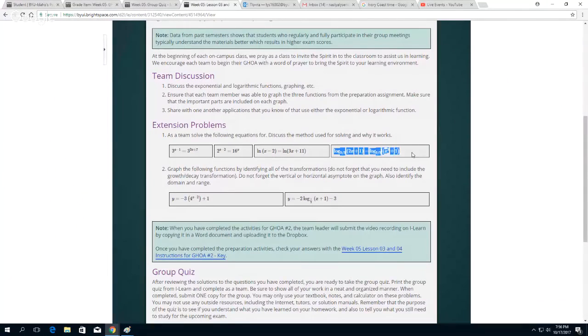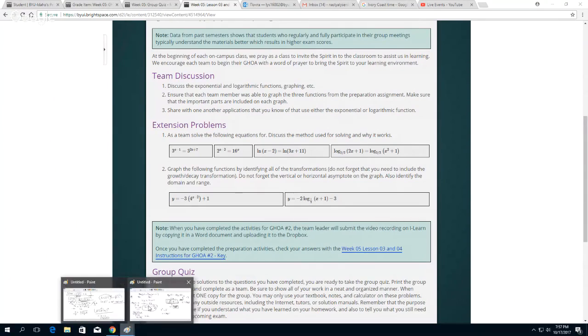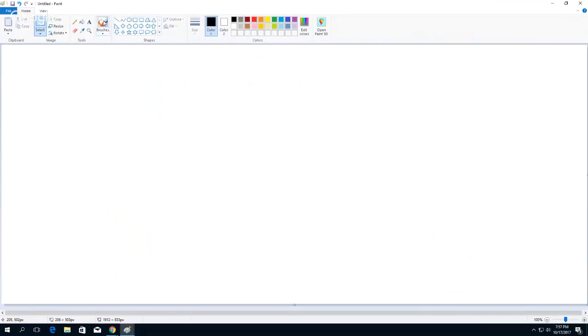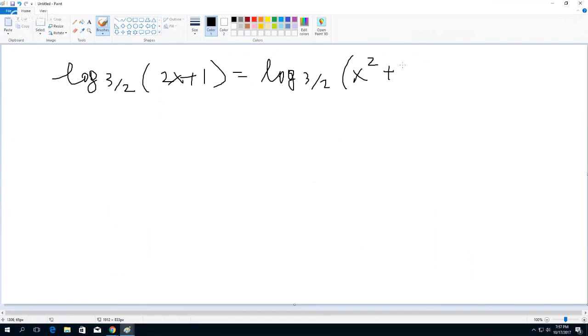Now let's find the next one. So log base 3/2 of (2x plus 1) equals log base 3/2 of (x squared plus 1). Okay. So what do we do?